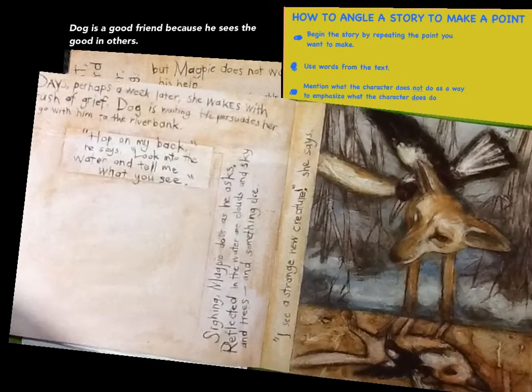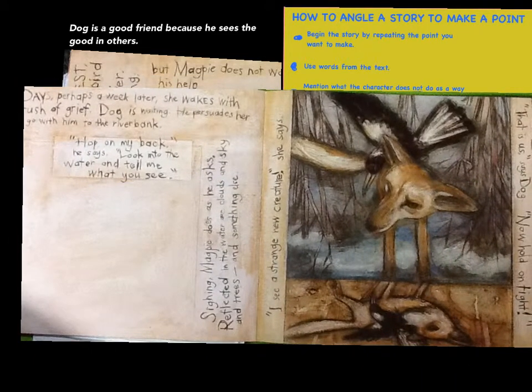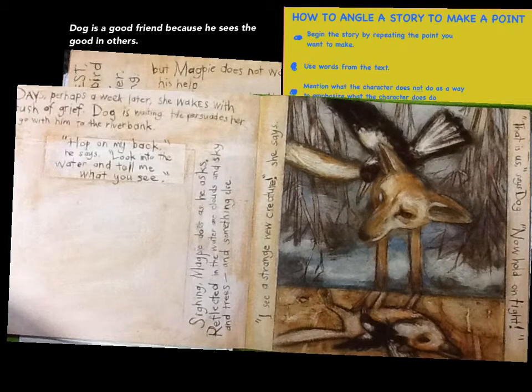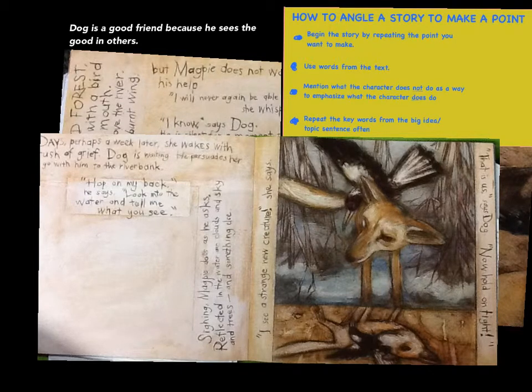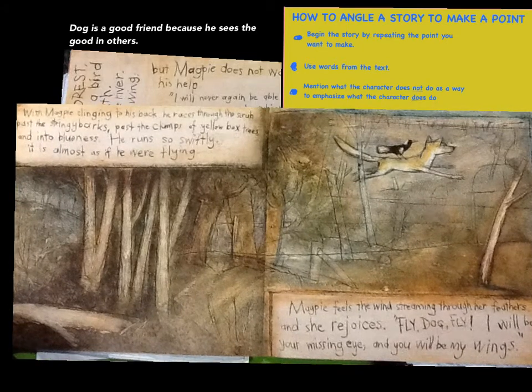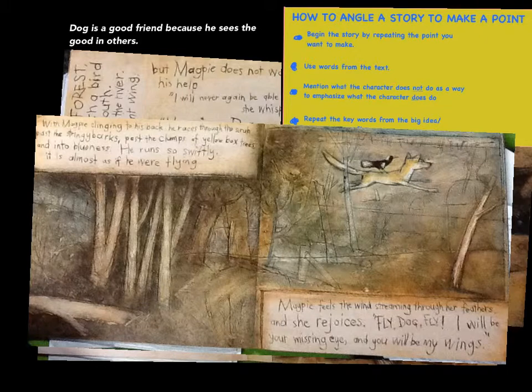Alright, so in this next part, Dog convinces Magpie to go with him to the riverbank, and she hops on his back. I don't know that any of this really shows that Dog sees the good in others. Let's take a look at the next page. On this page now they're running, and Magpie is finally feeling happy, and she says, "Fly, Dog, fly. I will be your missing eye, and you will be my wings." Again, I don't know that this part is really showing that Dog sees the good in others. We'll keep going still.